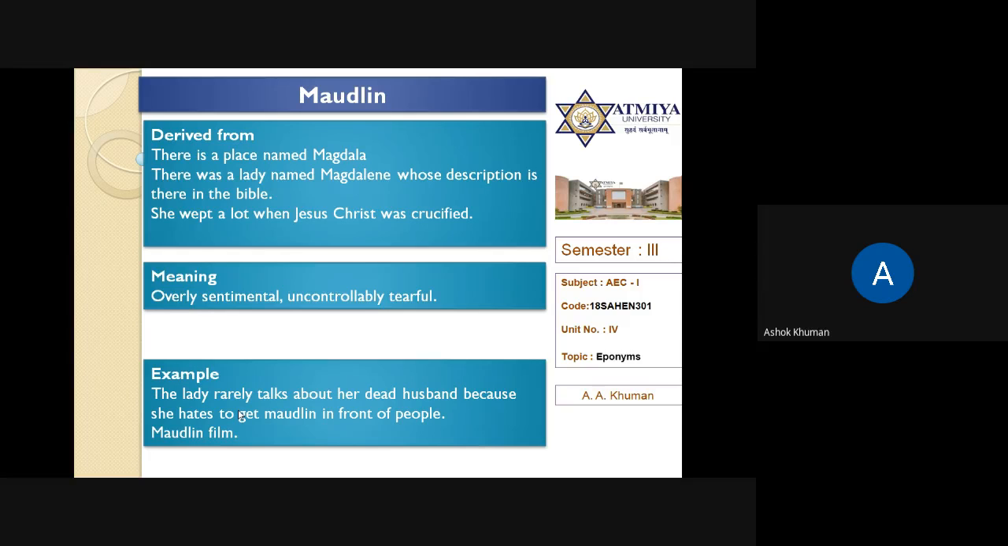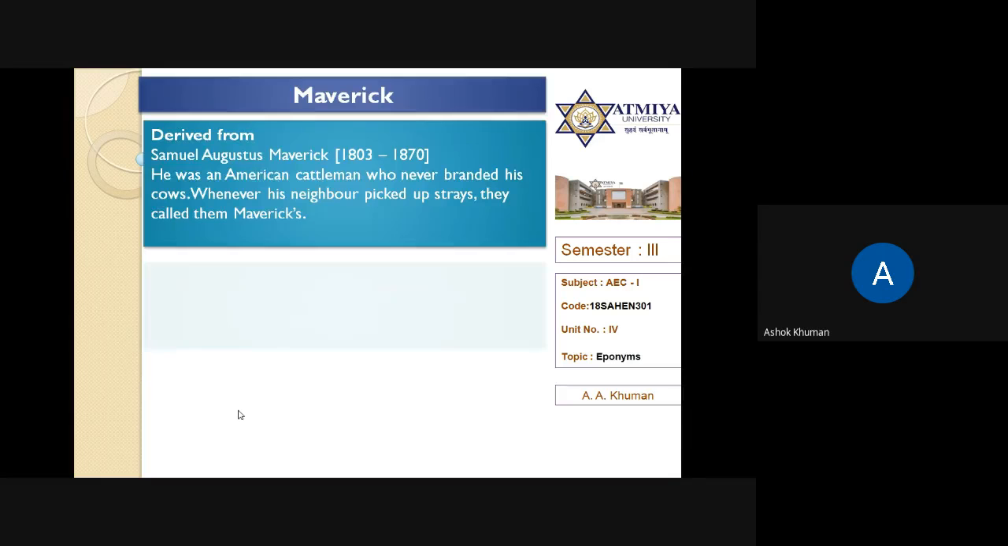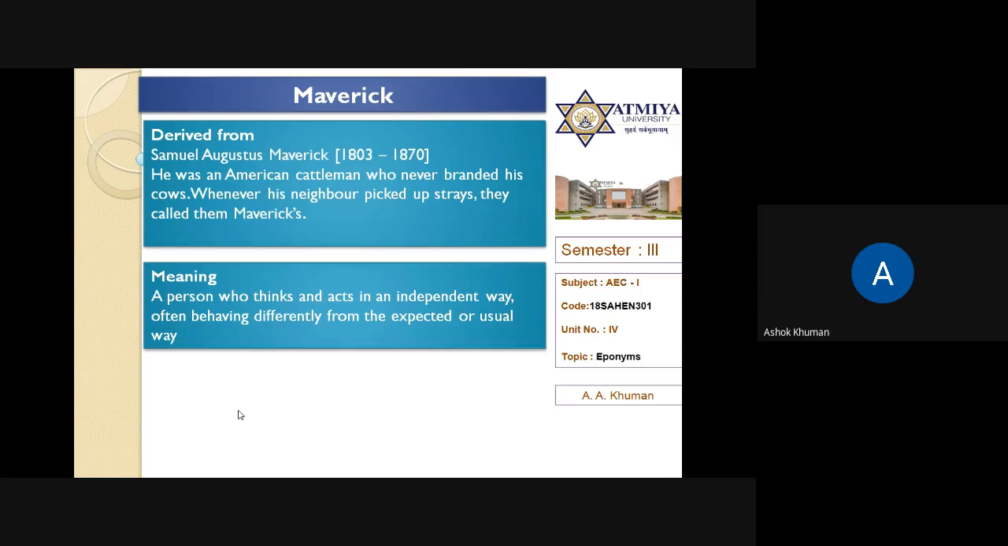How did this word come? Because in the Bible there is a description of Jesus Christ, and at the time of the crucifixion, there was one lady who cried like anything. She wept a lot. Upon that, this word has come into the language. If you can't control your emotion and start tearing up, that is called maudlin.